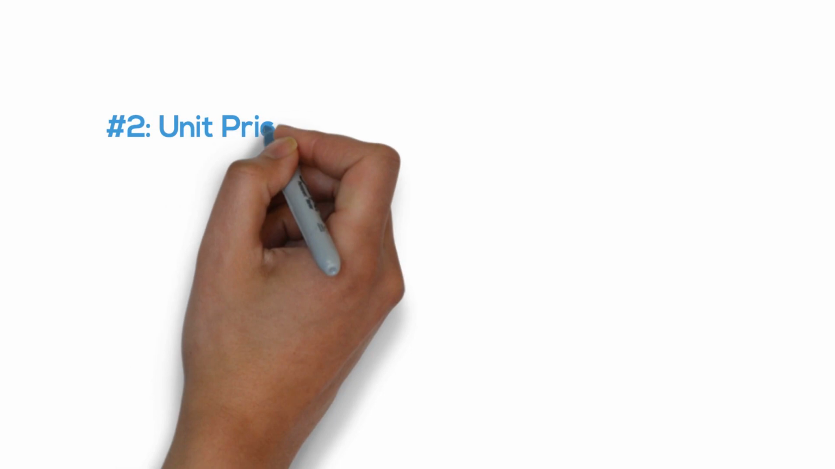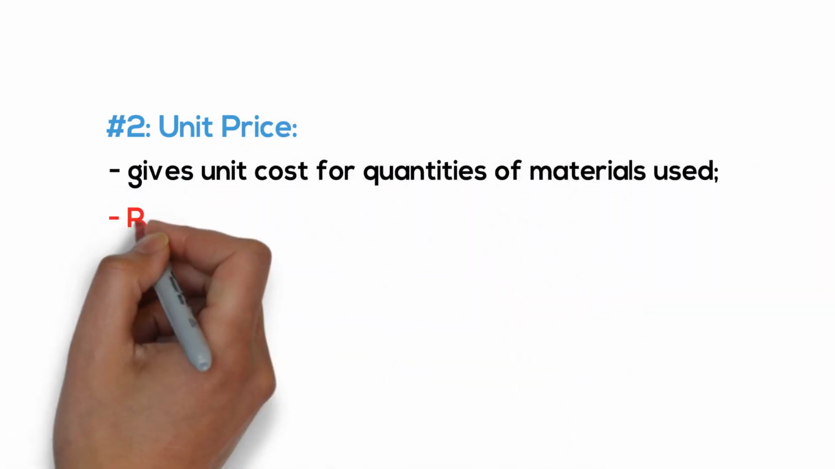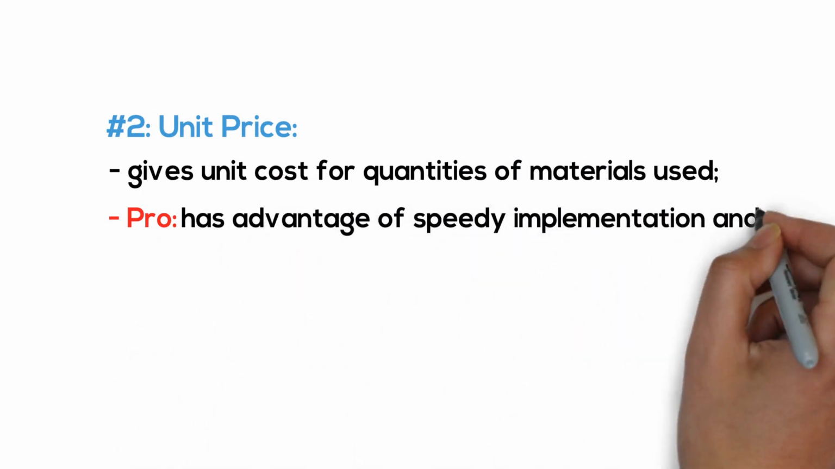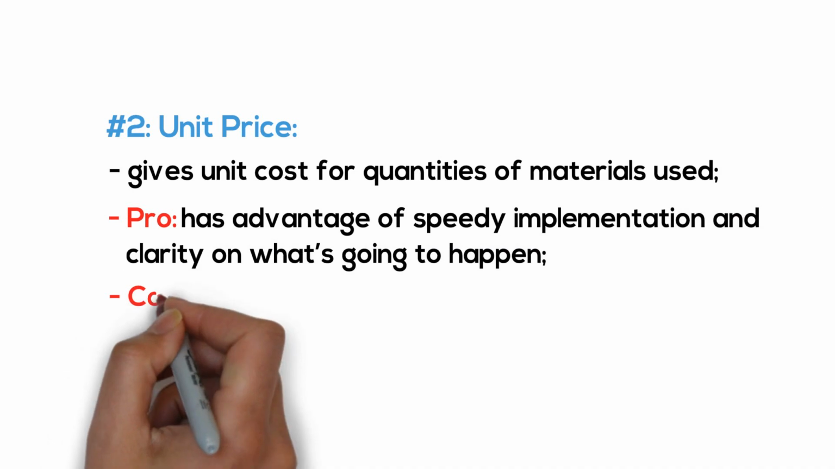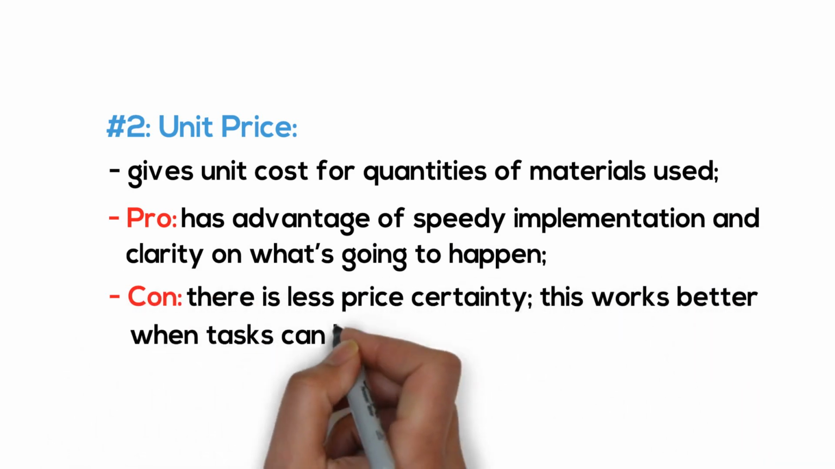Number 2. Unit price. Gives unit cost for quantities of materials used. Pro, has advantage of speedy implementation and clarity on what's going to happen. The con, there is less price certainty. This works better when tasks can be clearly defined.